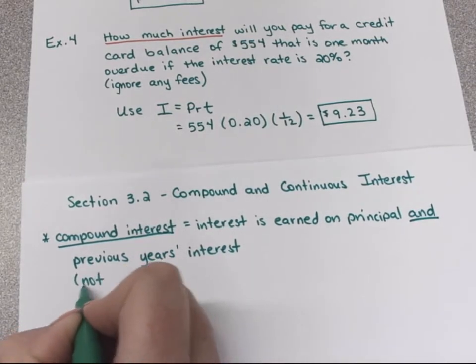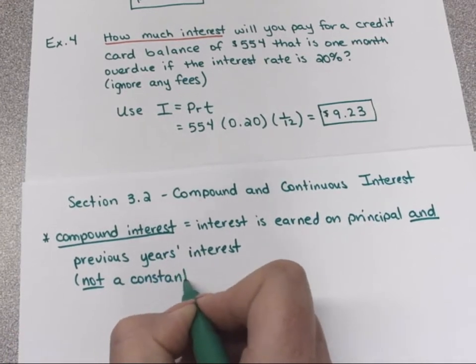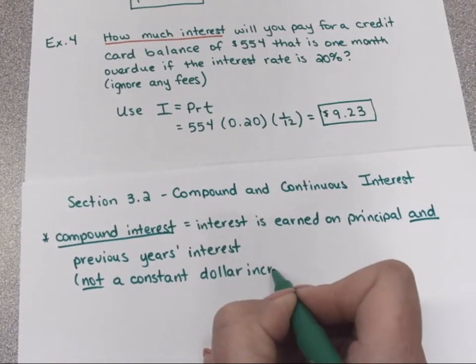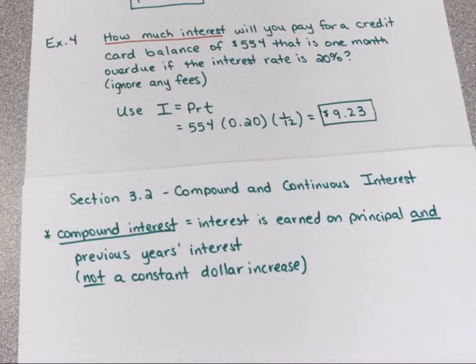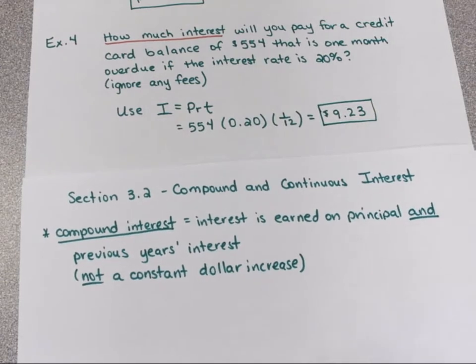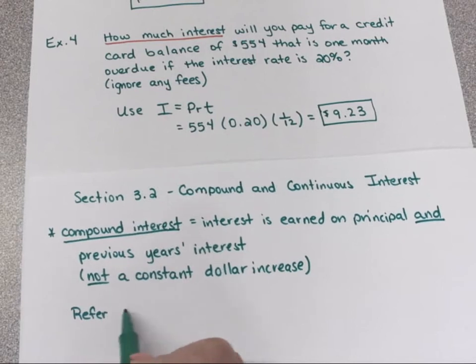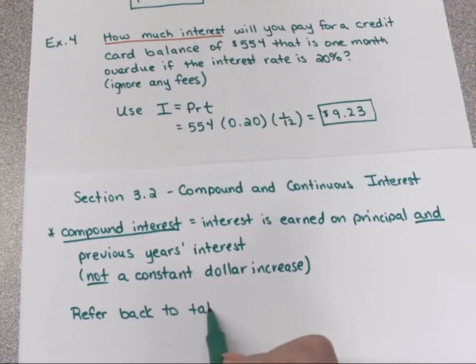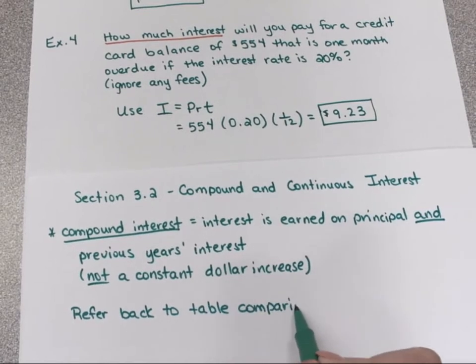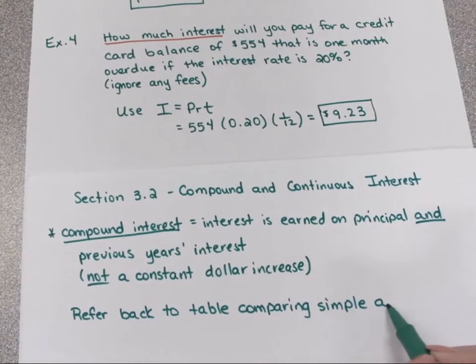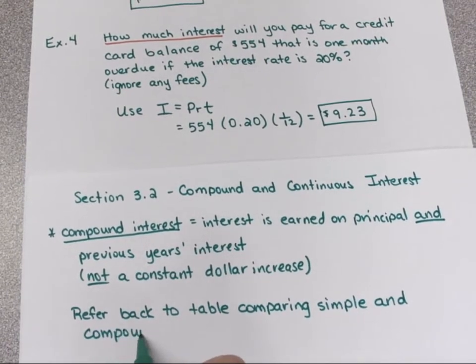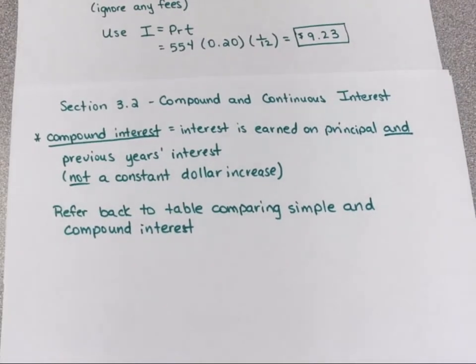Okay, in other words, it is not a constant dollar increase. So it's not like you're earning, you know, $40 in interest like one of our previous examples with simple interest. All right, so I'm just going to say refer back to the table comparing simple and compound interest. Okay, we did that a couple sections ago in the exponential section. So I don't want you to write this down, okay? I just want to kind of reference it again.